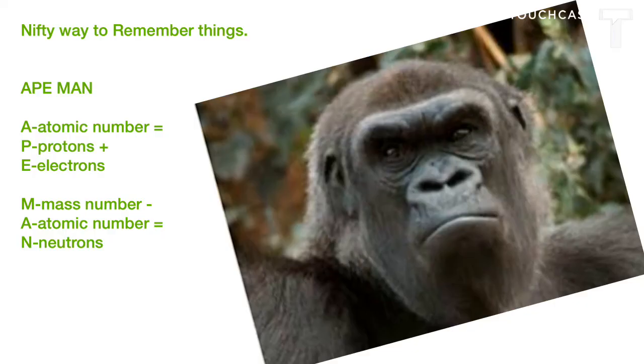Want a nifty way to remember a few other things? Use APE MAN. APE: atomic number equals protons plus electrons. MAN: mass number minus atomic number equals neutrons. Yay! Write that down. You do not have to draw the gorilla.